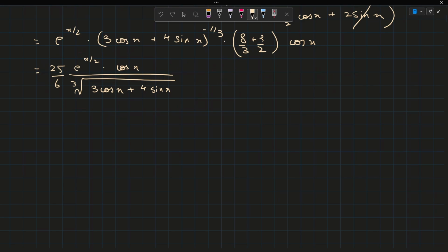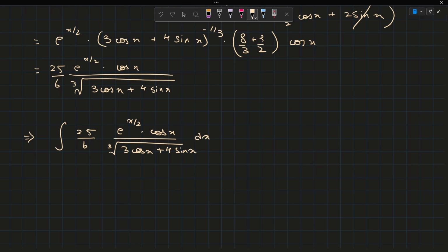So this means the integral of 25 by 6 e to the power x over 2 times cos x by cube root of 3 cos x plus 4 sin of x dx is equal to e to the power x over 2 times (3 cos x plus 4 sin of x) to the power 2 over 3 plus c1, which is the arbitrary constant.